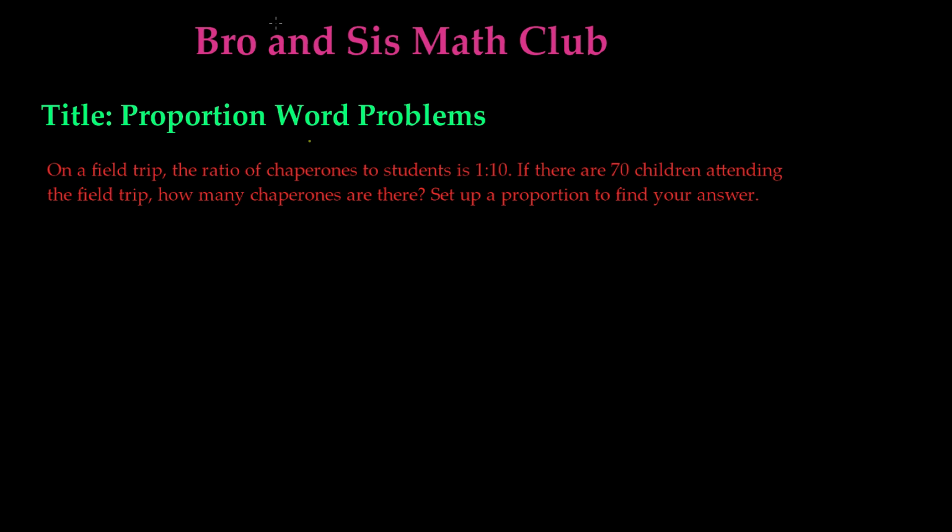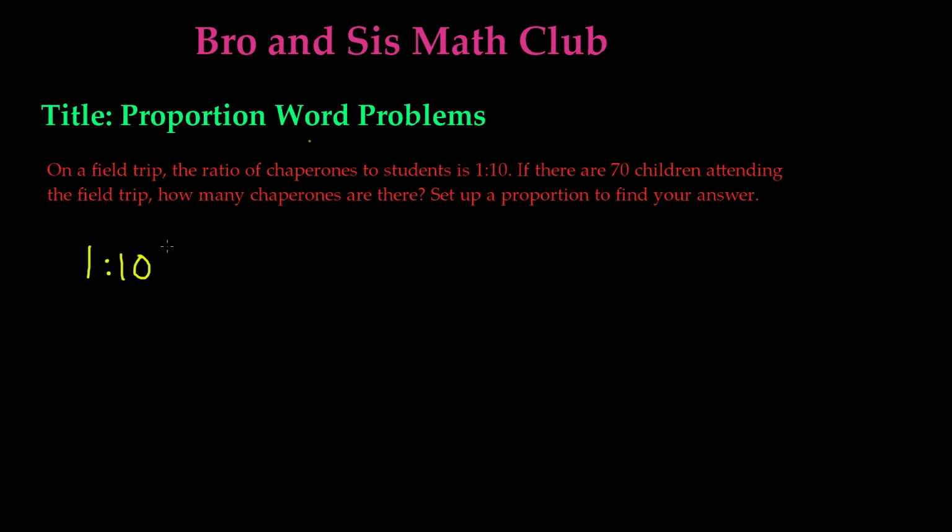So we already know our first ratio, and this ratio is of chaperones to students, and this ratio is 1 to 10. So let's go ahead and write this ratio down. We have 1 to 10. Now to find our second ratio, because remember in a proportion we need to have two ratios so that we can compare them and see whether they're equal to one another, right?